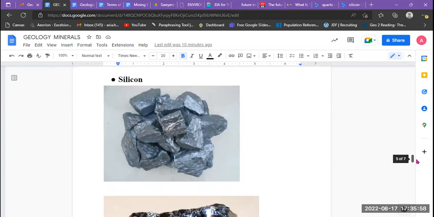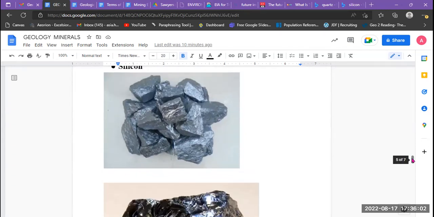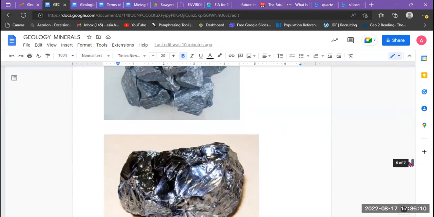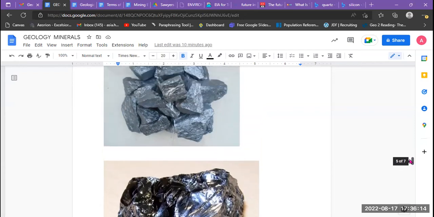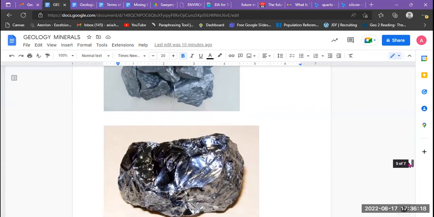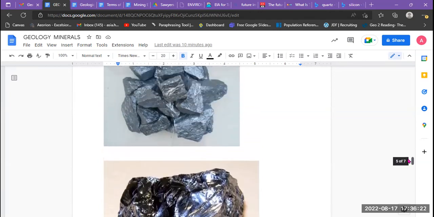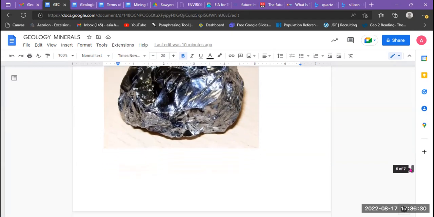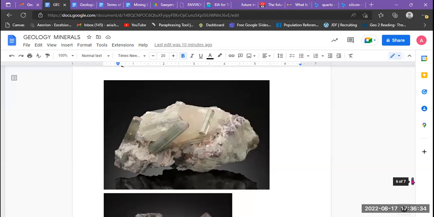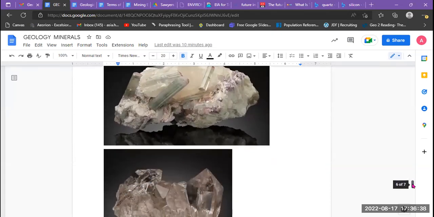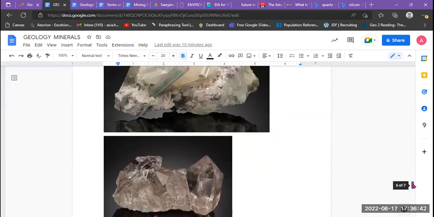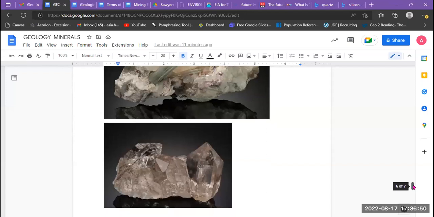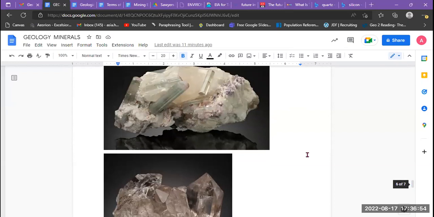Next is silicon, silicon metal. Very distinct gray color. One's very shiny, then this one is polished or not really shiny. Next, this is the one sir said is mostly confused with diamond. It's a nice crystal look. This one has a hint of purple.